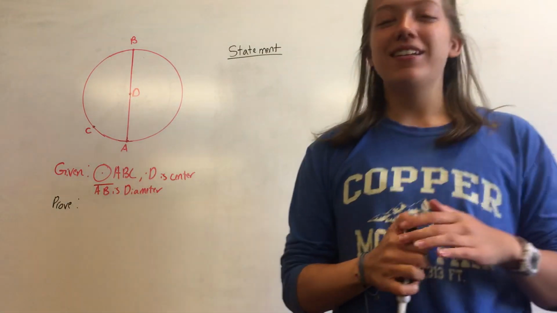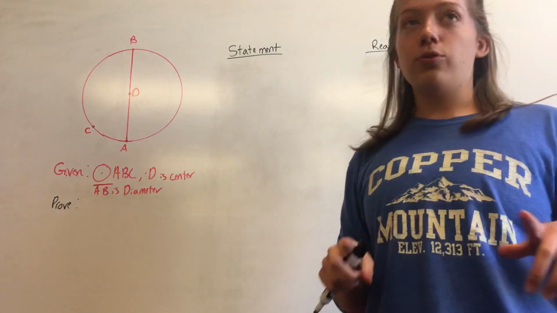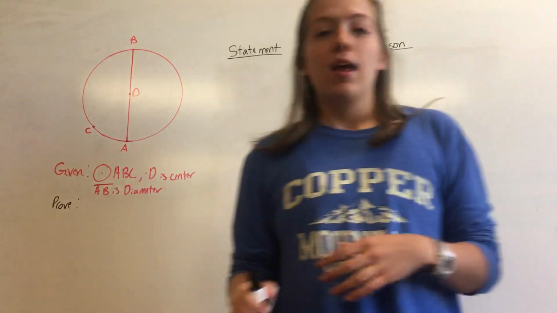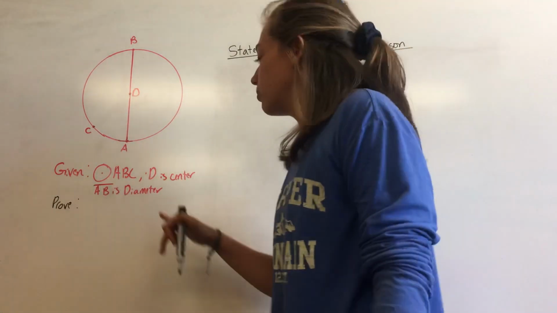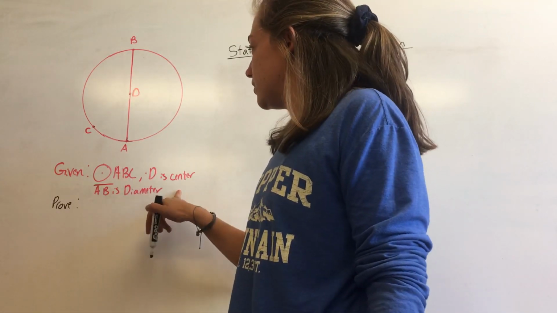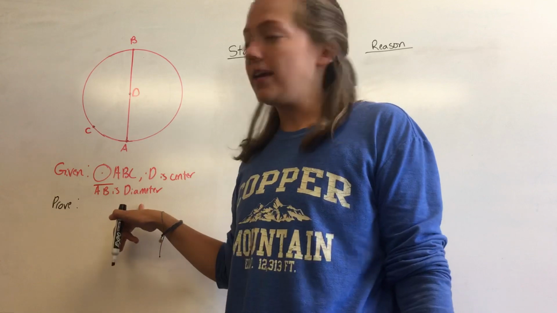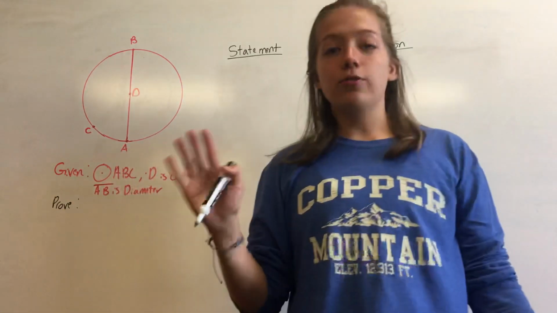Hey guys, so today we are trying to prove Euclid's proposition, book 3, proposition 16. And in this proposition, we're trying to prove a lot of things. So we're given the circle ABC, and we know that C is the center and AB is the diameter. So that's the diameter and that's the center. But we're trying to prove a lot of things.